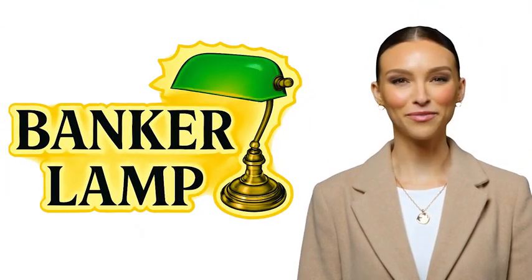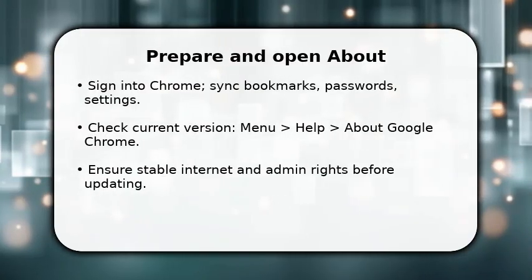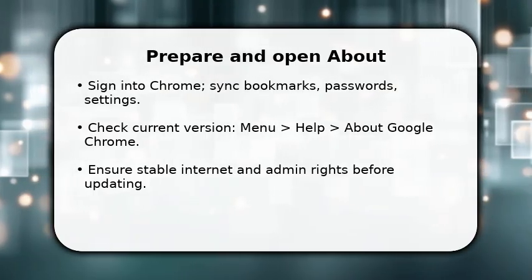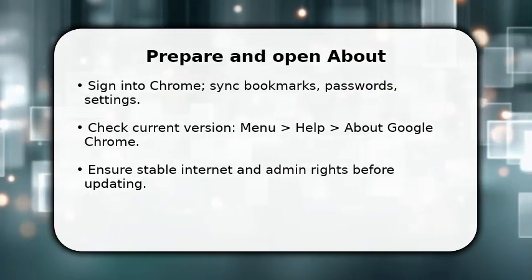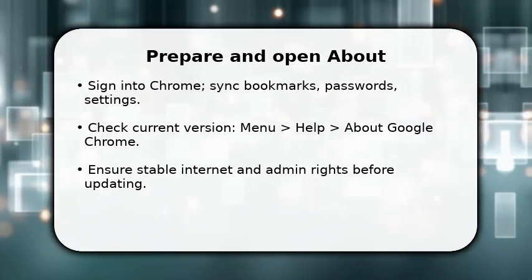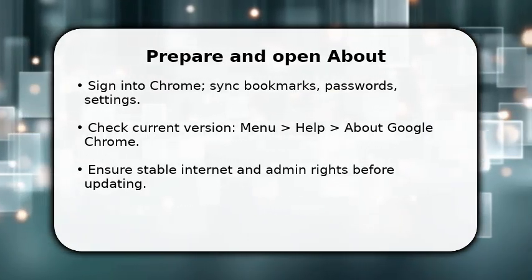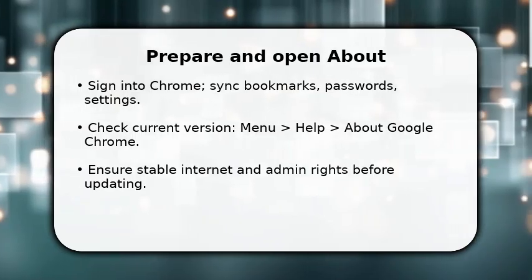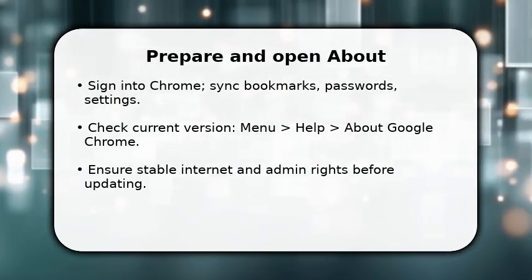Please enjoy the video. You start by signing into Chrome so your bookmarks and settings are safe. This also helps if you need to reinstall. Once done, click the three-dot menu, choose Help, then About Google Chrome to view the current version. Chrome will immediately check for updates.